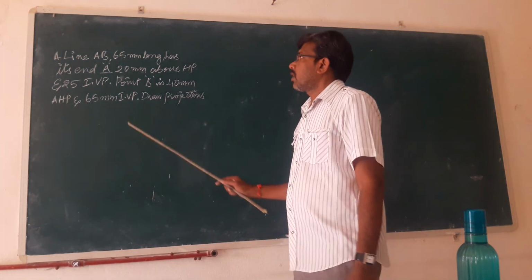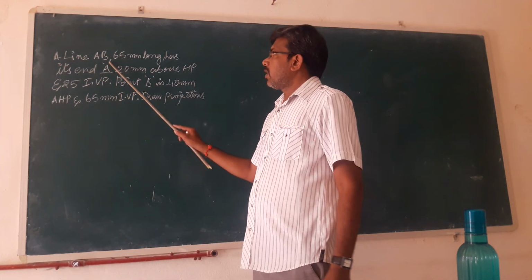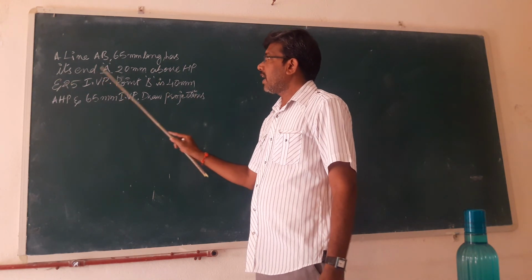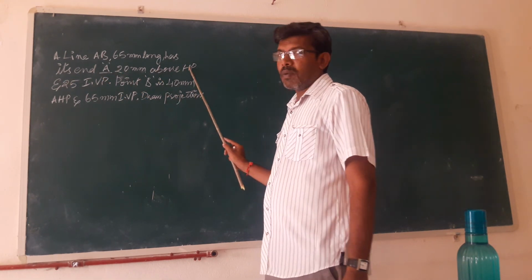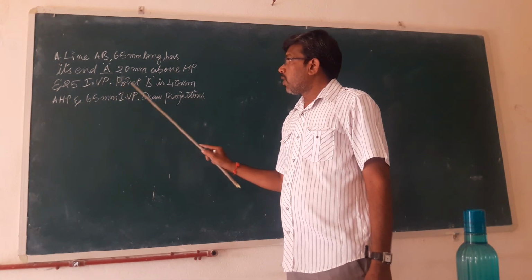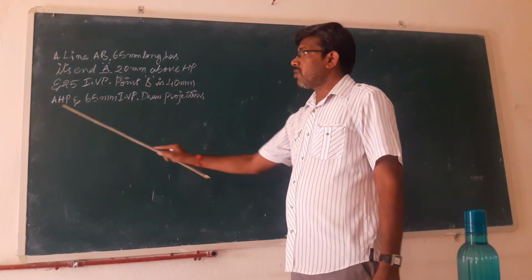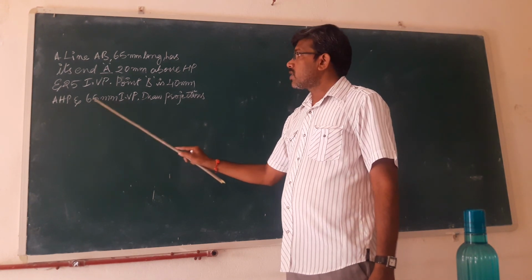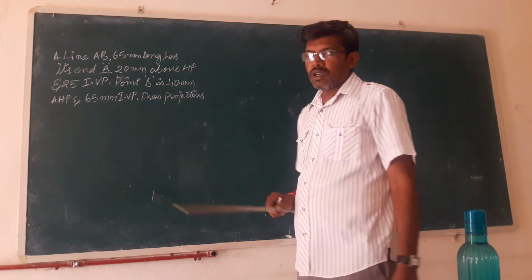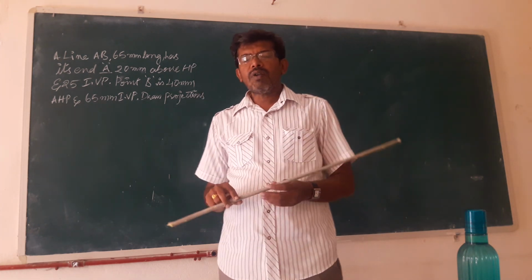So look at this. A line AB 65 mm long has its end A 20 mm above the horizontal plane and 25 mm in front of vertical plane, and point B is 40 mm above the horizontal plane and 65 mm in front of vertical plane. Draw the projections. In general case, what will be given?